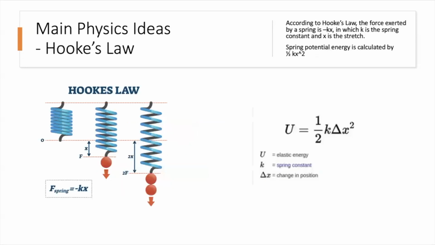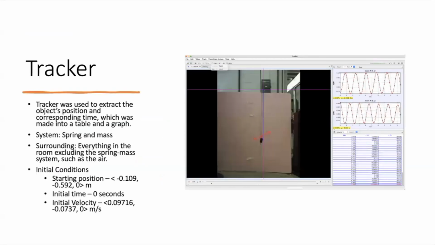And lastly, Hooke's law tells us that the force exerted by a spring is negative kx, in which k is a spring constant and x is a stretch, and the spring potential energy is calculated by 1/2 kx squared. Now to the experiment. Tracker was used to extract the object's position and corresponding time, which was made into a table and graph. System was a spring and mass.